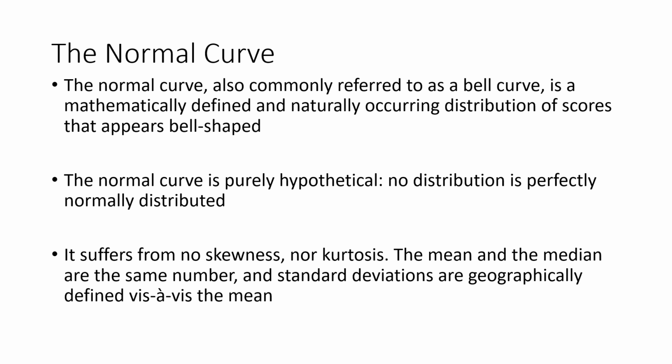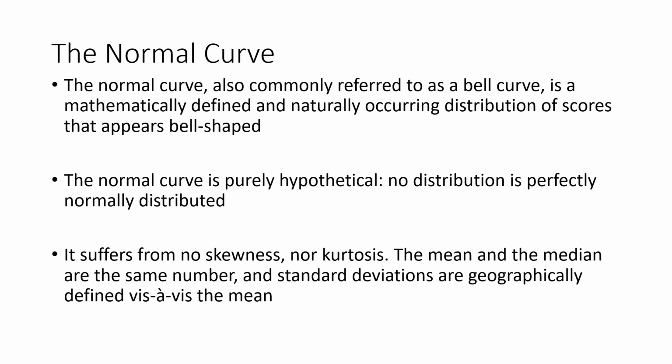Also in a normal curve, the mean and the median are the exact same number. This should make sense in light of what I just said about the fact that there's no skewness. So when there is skewness, when there are extreme scores, you will see the mean being dragged either to the right of the median or to the left. But in a perfect normal curve, these scores are identical.